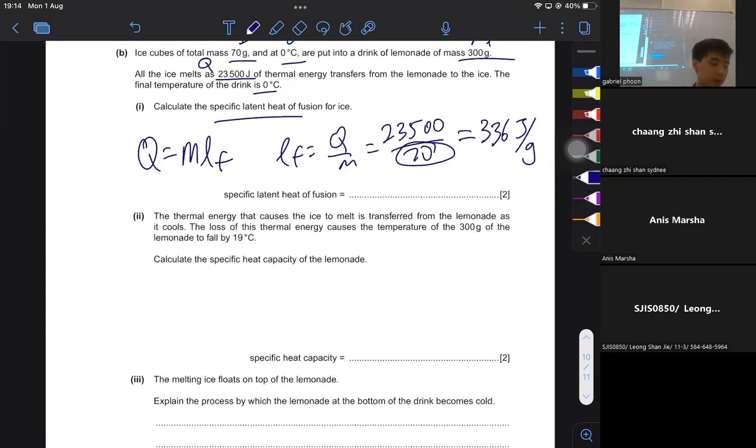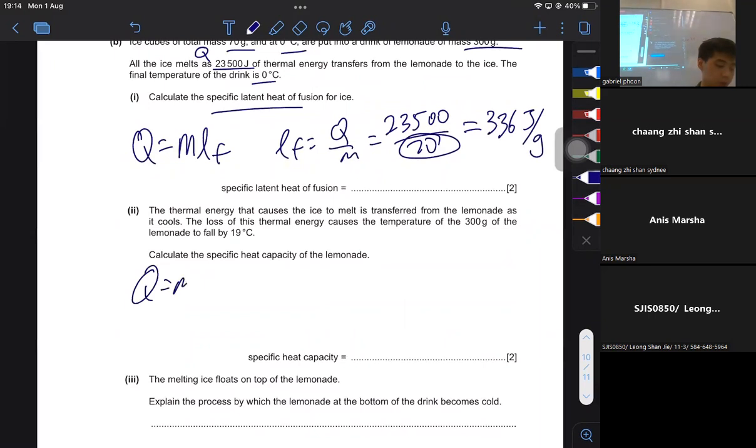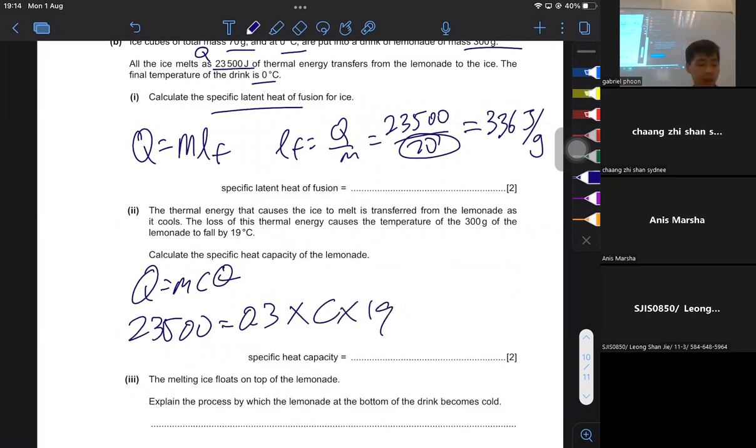Okay, then from here, now for specific heat capacity, right? You see, obviously the Q equals to m c theta formula in this case here. And if I substitute everything in, I think it would just be like 23500 equals to your mass of the lemonade, which is 0.3, multiply by specific heat capacity, multiply by 19, right? So this is yet again an algebra question here, which is how much?